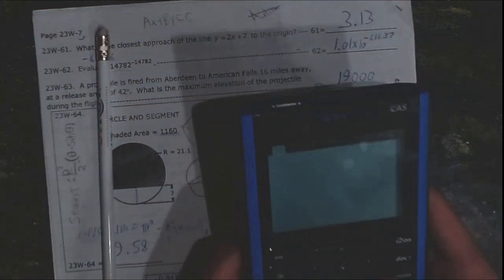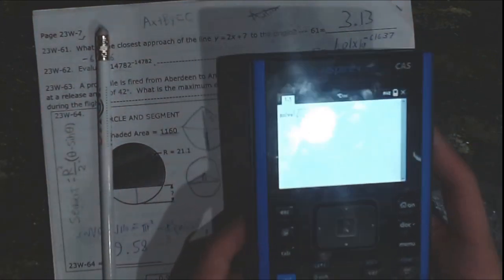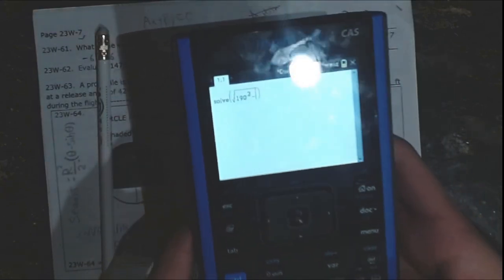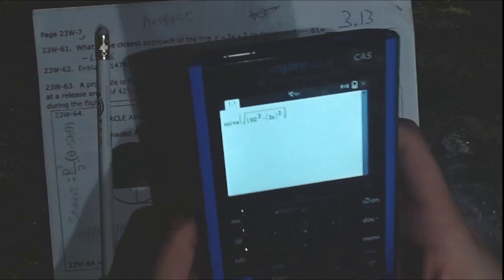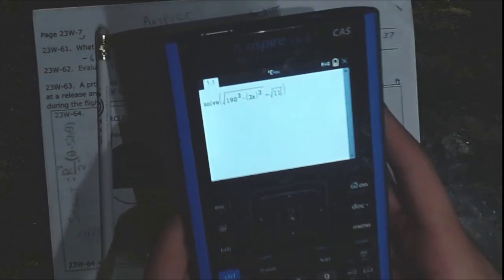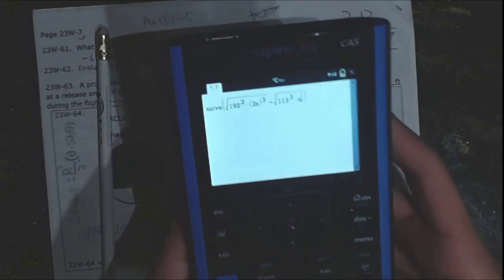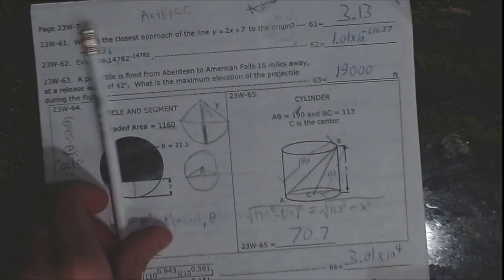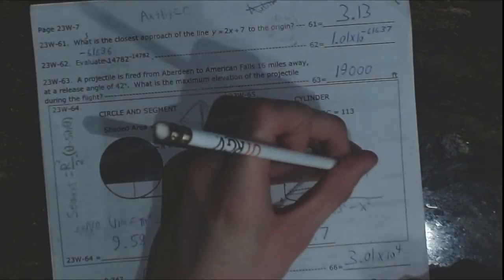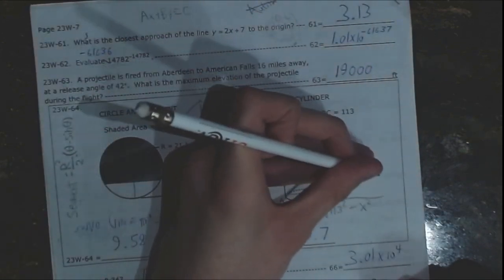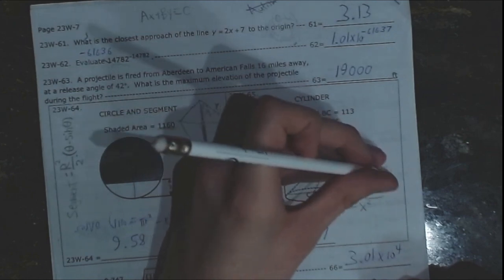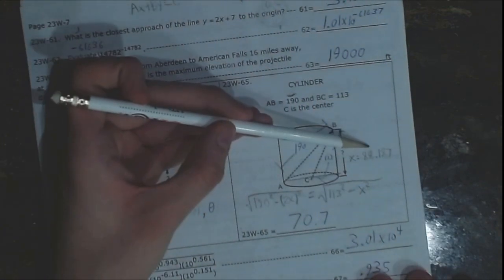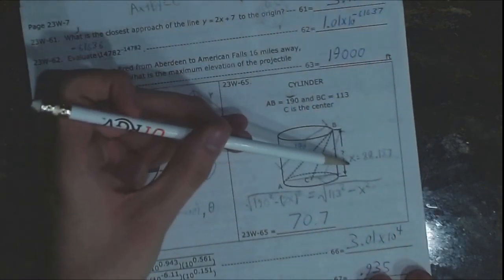And so I can use nSolve. I get the square root of 190 squared minus (2x) squared equal to the square root of 113 squared minus x squared, comma x. And I get my radius, so my x, as 88.187.